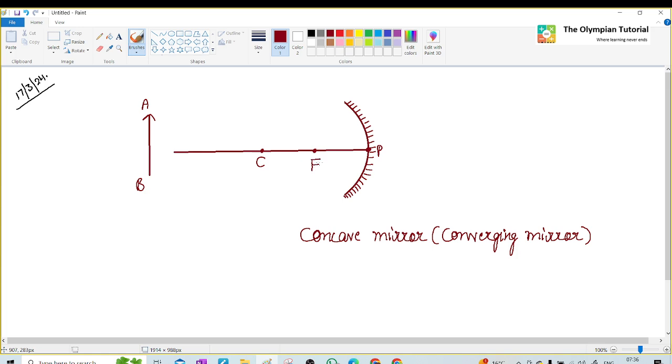This is F, also known as focus. And the object is at infinity. From infinity, rays are coming like this. They should be parallel to the principal axis. One more thing, in the starting we show a dotted line, and after that continuous.